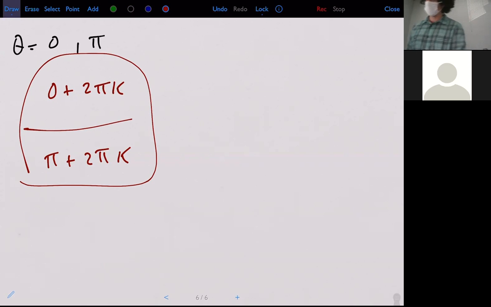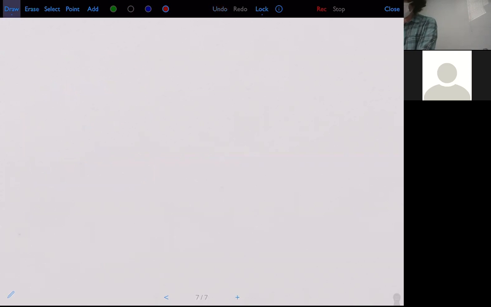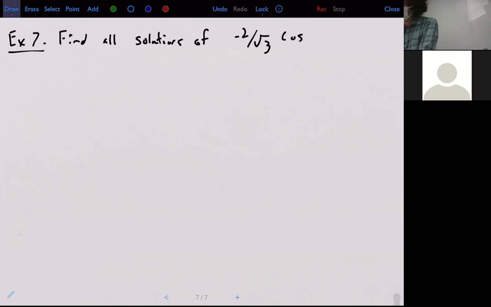Okay, let's look at one more problem. So this is going to be example number 7. And we want to find all solutions of the equation -2 divided by the square root of 3 times cosine of 3 theta is equal to 1.